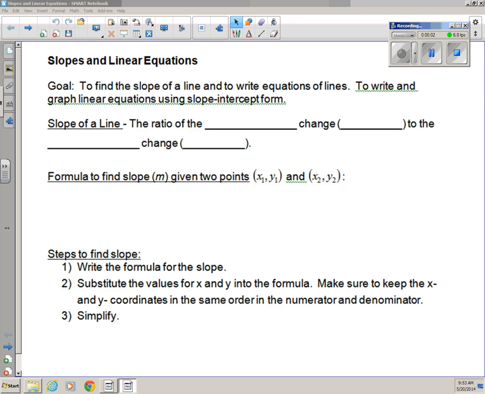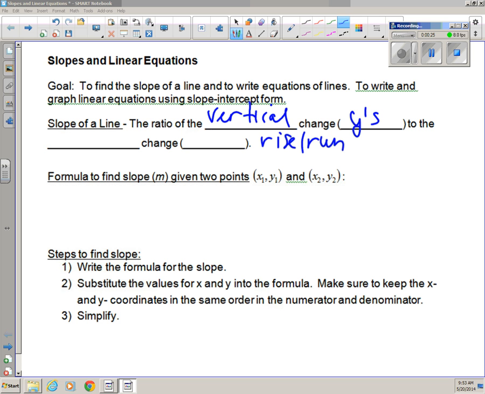So for today's lesson, this should really be mostly a review from last year, but we're dealing with slopes and linear equations. So the slope of the line, I know you guys know rise over run, and that's essentially what it is. It's a fraction, or a ratio, of the vertical change, that's your rise. It's the change in the y values to the horizontal change, that's your run, or the change in your x values.